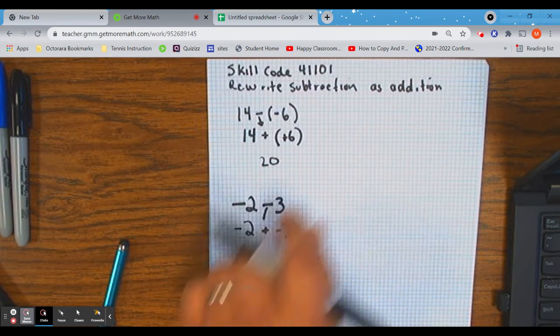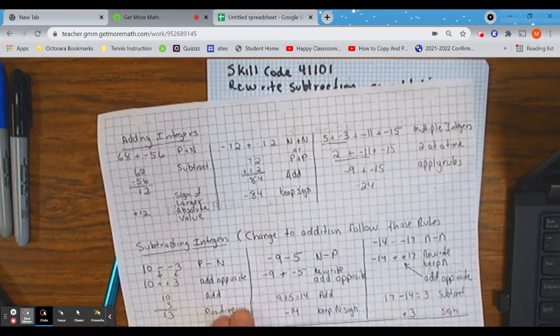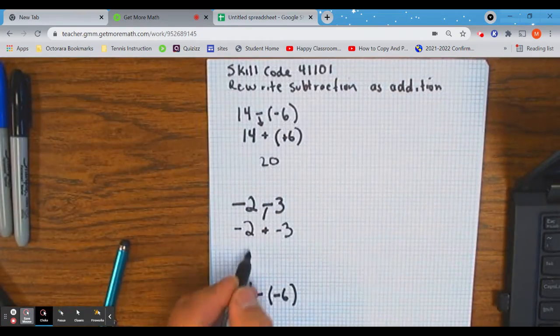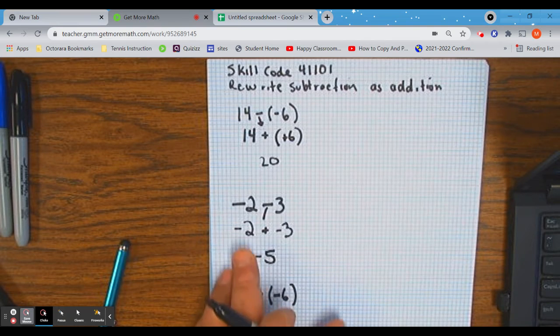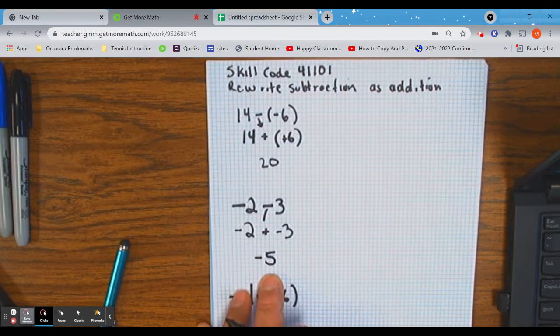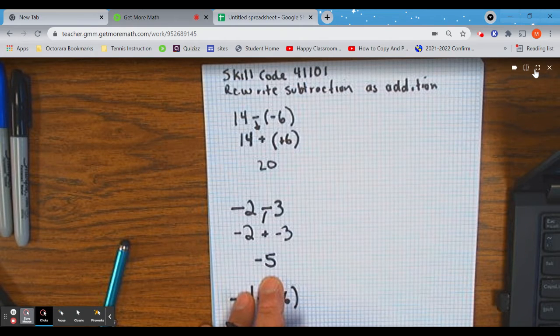So now I use my addition rules. You remember that paper we did? I'm adding a negative plus a negative. So the next box will ask me to solve it. So it's negative 2 plus negative 3, which is negative 5.